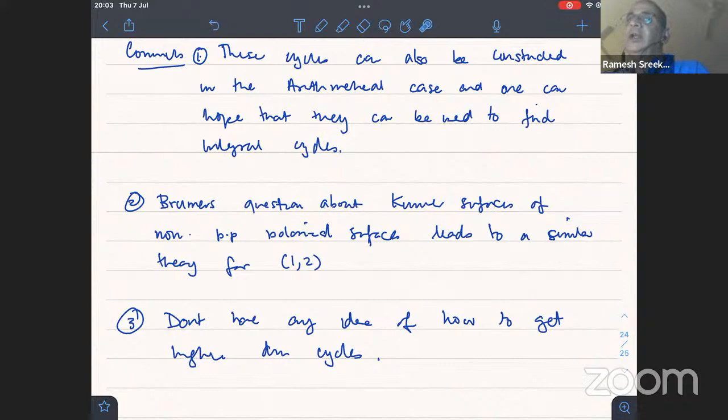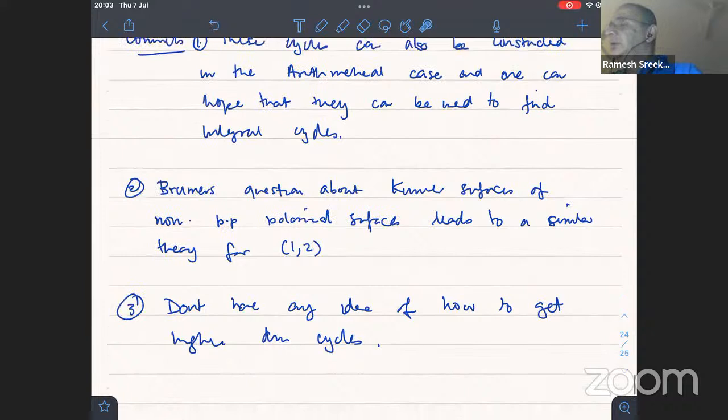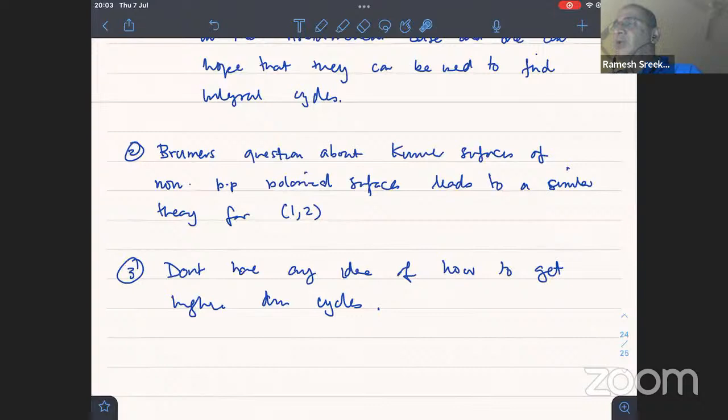Okay. And we only talked about the case of Chow (2,1), but the same questions can be asked in higher Chow groups. And I suppose I have no idea how to get cycles there at the moment. But so I think I'll stop there. I'm sorry if I took a few minutes over time.